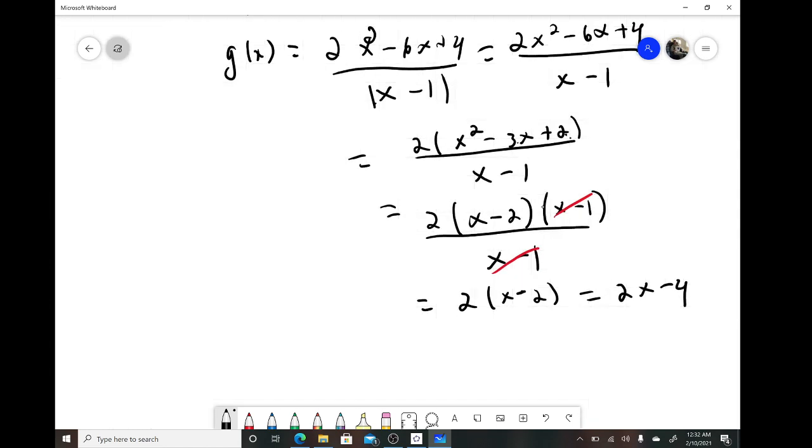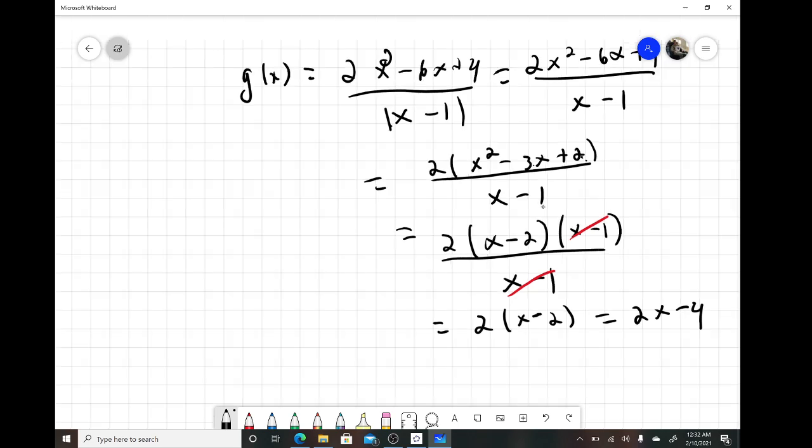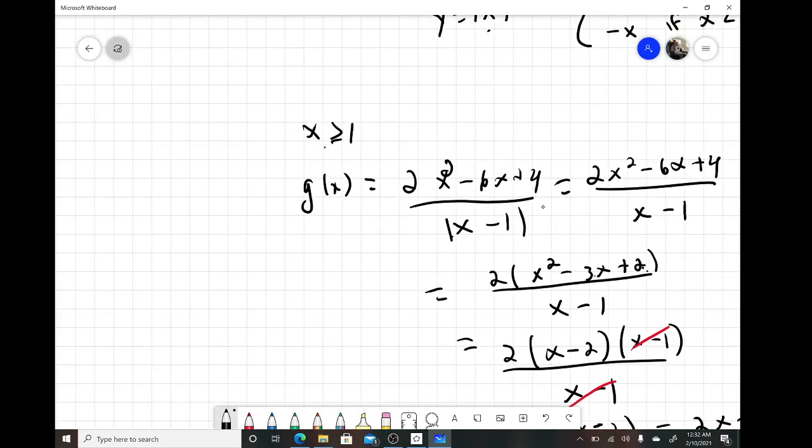So we have 2 times x minus 2 left over, which is equal to 2x minus 4. So now we have one rule, and this is a very easy function to plot: when x is positive, we are using 2x minus 4. And then when x is negative, we're going to use the other rule. So this is when x was positive.